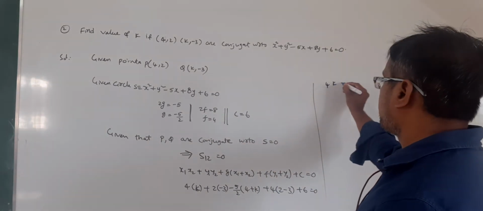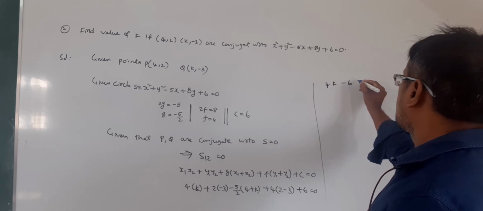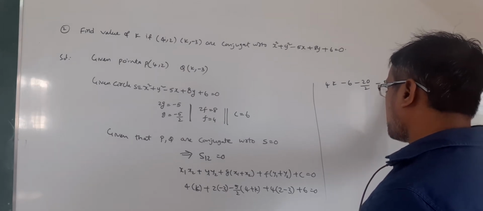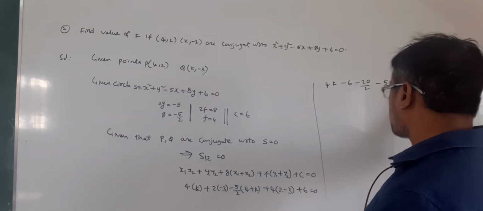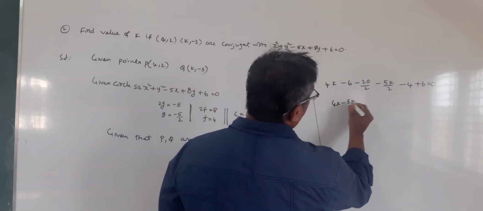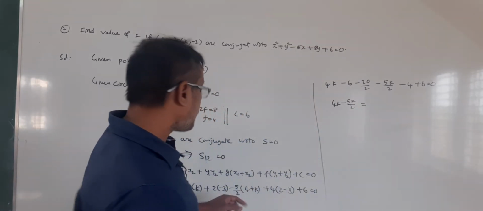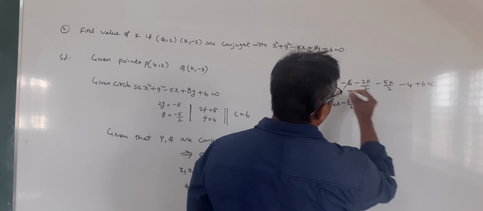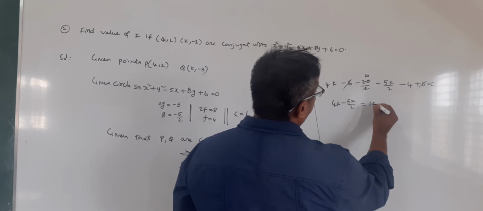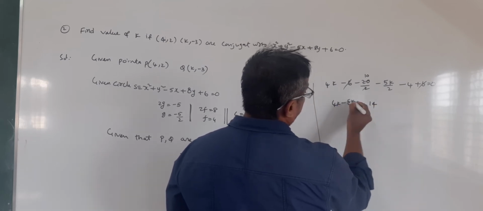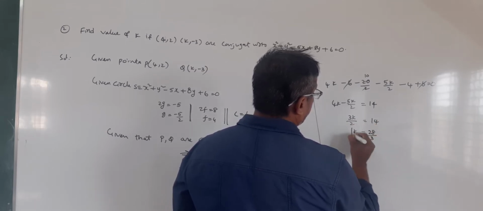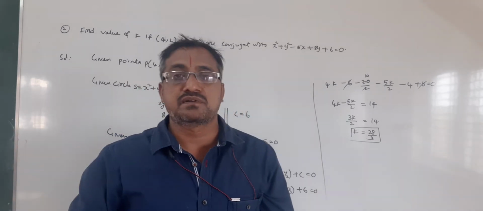So 4k minus 6 minus 20 by 2 minus 5k by 2 minus, here it is minus 1, so minus 4k minus 5k by 2 is equal to 6 minus 6 will be cancelled. 20 by 2 is again 10. So it will be 14. So 8k minus 5k, 3k by 2 is equal to 14. K is equal to 28 by 3. That is the required value of k.